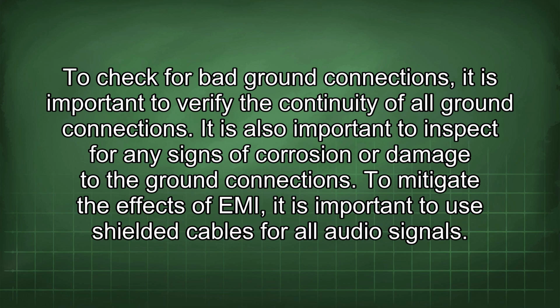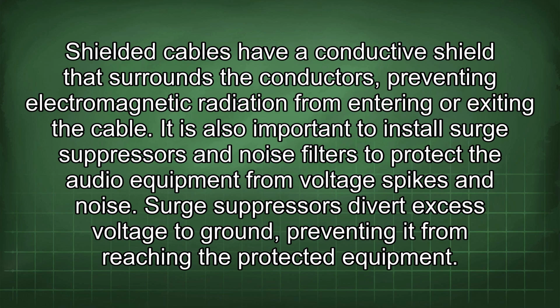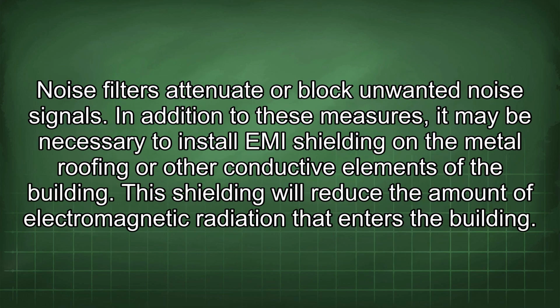To mitigate the effects of EMI, it is important to use shielded cables for all audio signals. Shielded cables have a conductive shield that surrounds the conductors, preventing electromagnetic radiation from entering or exiting the cable. It is also important to install surge suppressors and noise filters to protect the audio equipment from voltage spikes and noise. Surge suppressors divert excess voltage to ground, preventing it from reaching the protected equipment. Noise filters attenuate or block unwanted noise signals.